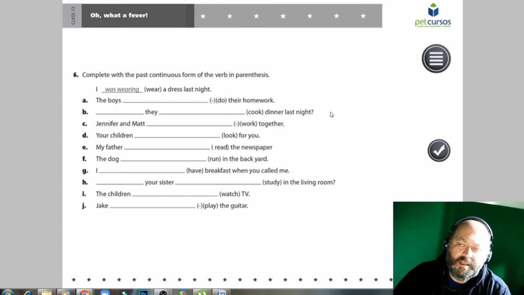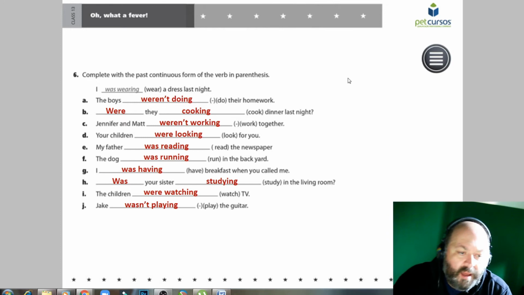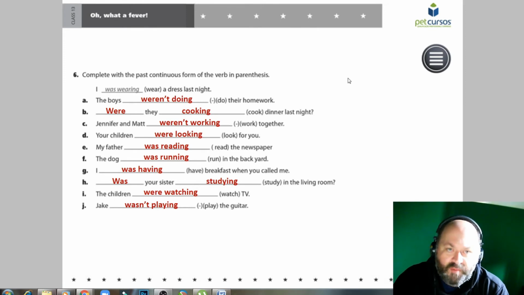Ok? Se você não fez, para o vídeo, faz agora antes de corrigir. If you have done, let's go for the correction. A. O verbo era do. The boys weren't doing their homework. Na negative way. The boys weren't doing their homework. Come on, guys, you have to do it. Cook. Were they cooking dinner last night?